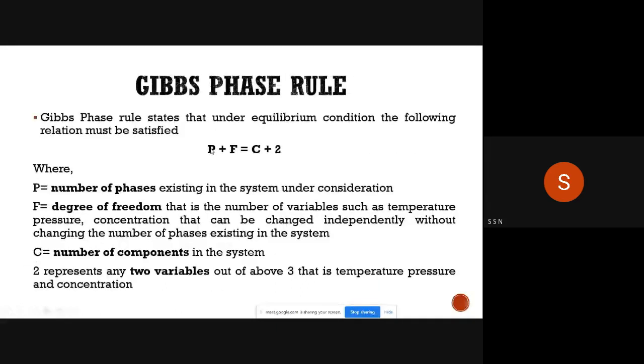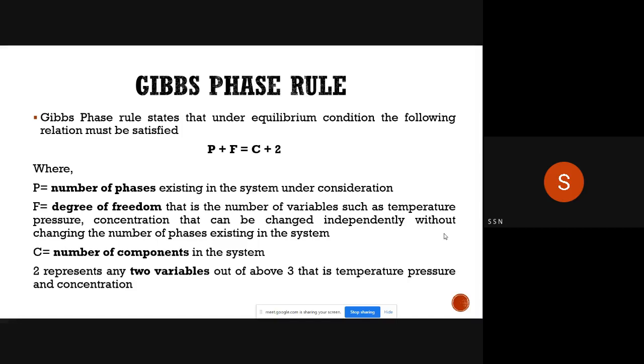Next, F. F is the degrees of freedom. That is the number of variables such as the temperature, pressure, or concentration that can be changed independently without changing the number of phases existing in the system. You know what is meant by degree of freedom? Number of variables that can be changed independently without changing the number of phases existing in the system. And those variables here for the cooling curves will be either temperature, pressure, or concentration. Remember these three things, degrees of freedom, that will be there for our considered cooling curves.